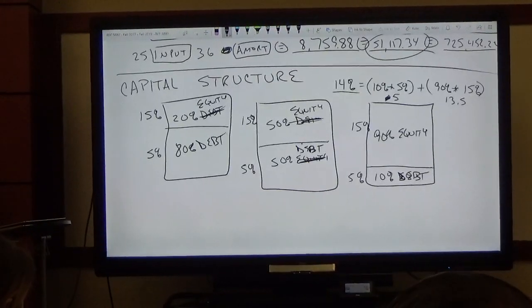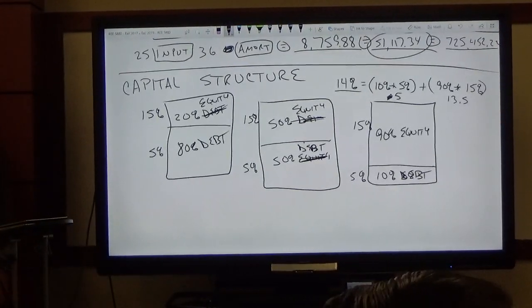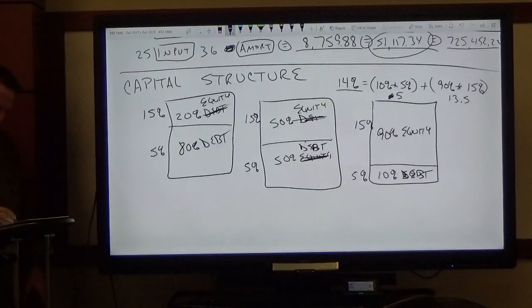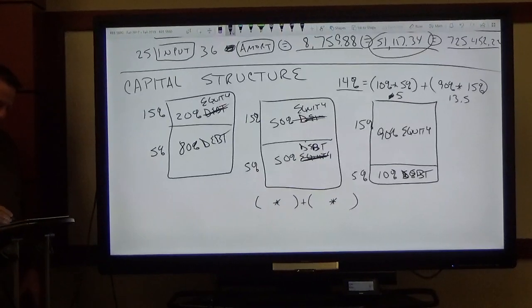Let me finish the other two so I can explain everything. All right, so these other two. Yeah, it's to break even. With this one, we've got 50% debt and 50% equity. The debt, once again, is going to cost us 5%. The equity is going to cost us 15%, all right?